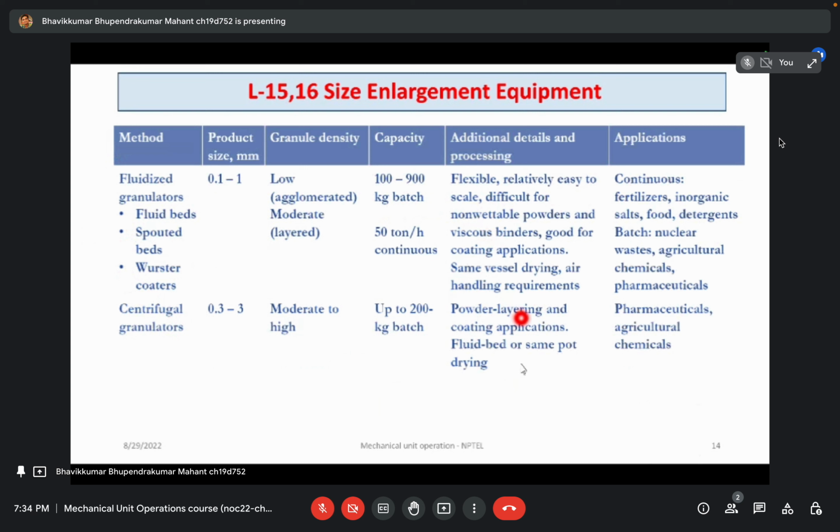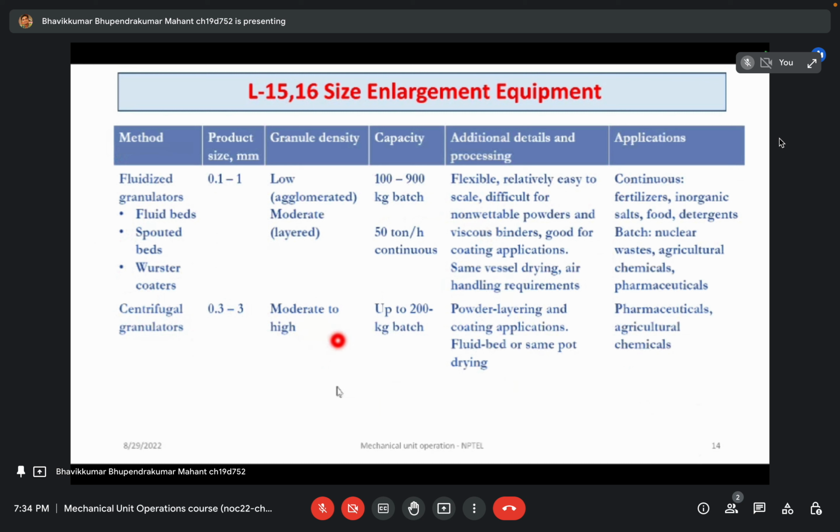And the same drying air handling requirements will be there. In continuous operation, we will be using it in fertilizer, inorganic salts, food and detergent processing, and some pharma processes. And then there is the centrifugal process, say an indurator. Centrifugal granulation, we can say, provides a centrifugal motion with granular density from moderate to high, with capacity up to 200 kg.